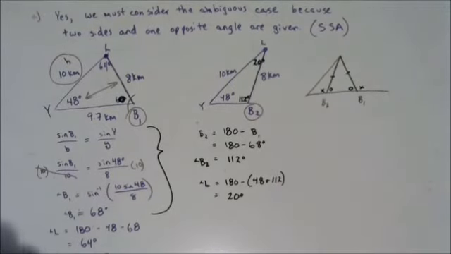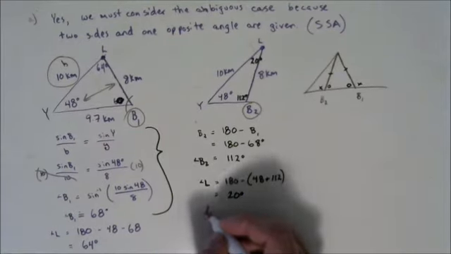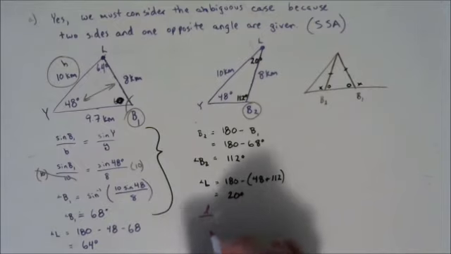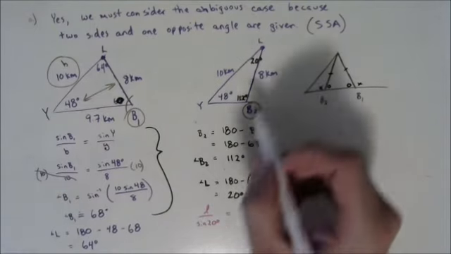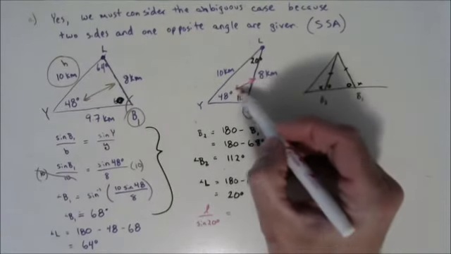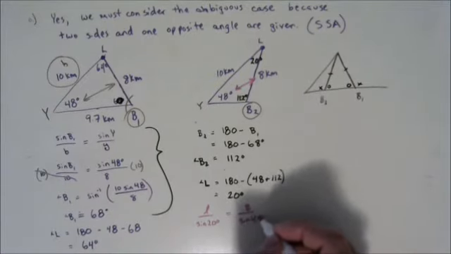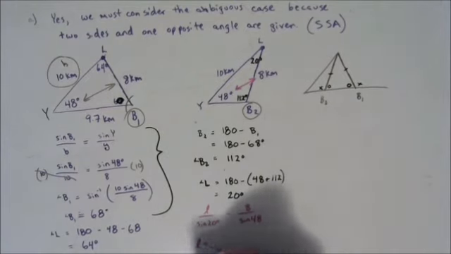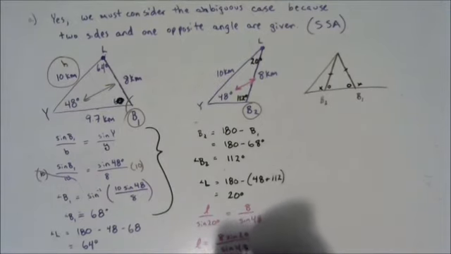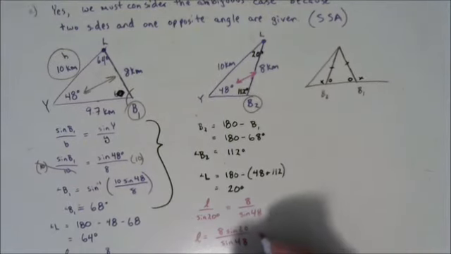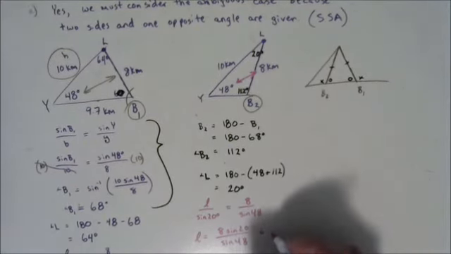And now I'm ready to use sine law to solve for the side length L. Side length L over the sine of angle L, which in this case is the sine of 20 degrees, is equal to, and again I'm going to use the known information, the information that they gave us in the problem, 8 over the sine of 48, which tells me that L is 8 times the sine of 20 over the sine of 48.